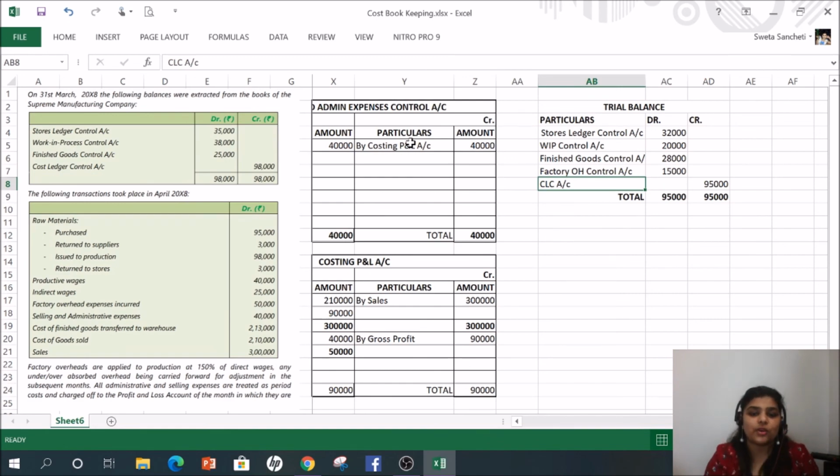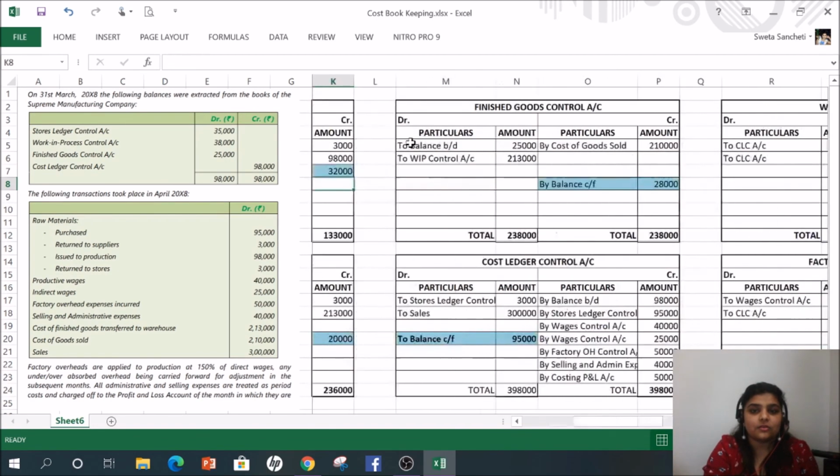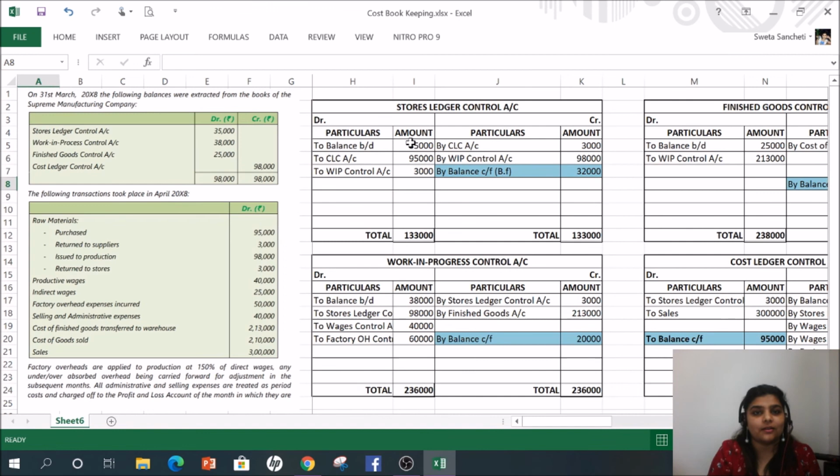So this is a question on cost bookkeeping under non-integrated system. I hope you understood how to prepare the accounts.